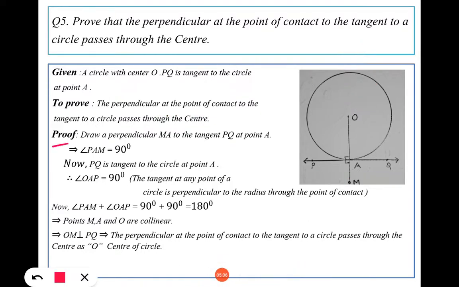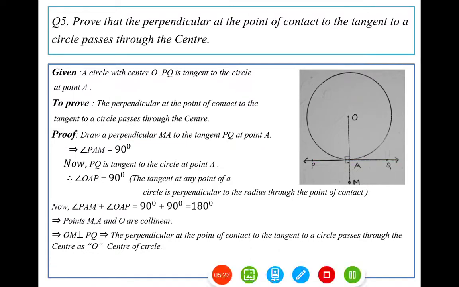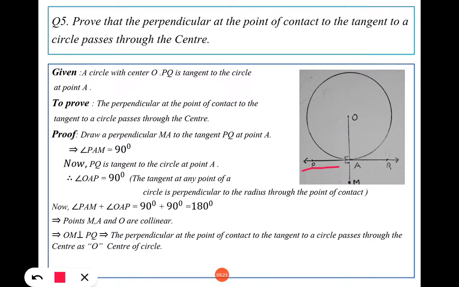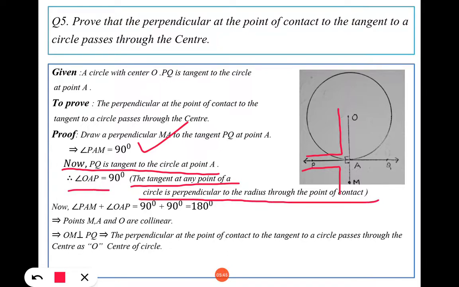Now proof. First of all, draw a perpendicular MA to the tangent at point A. Now let us take MA perpendicular on tangent PQ at point of contact A. So here we have angle PAM, right angle. Now PQ is tangent to the circle at A, therefore again angle OAP is a right angle, because the tangent at any point of a circle is perpendicular to the radius through the point of contact.